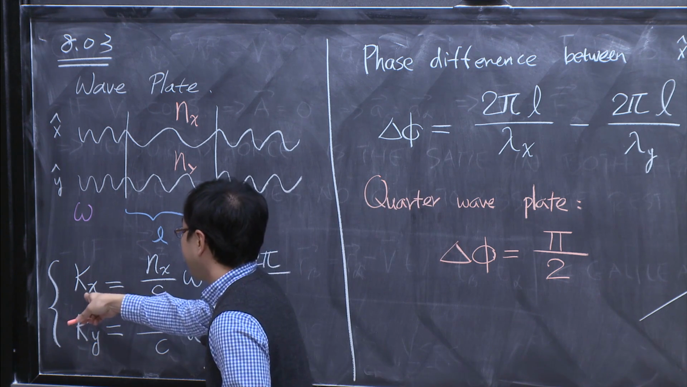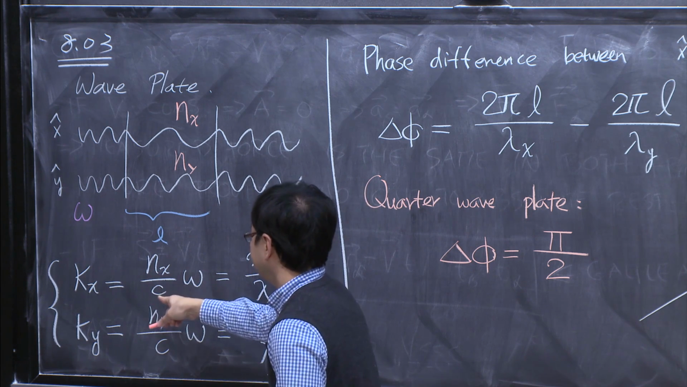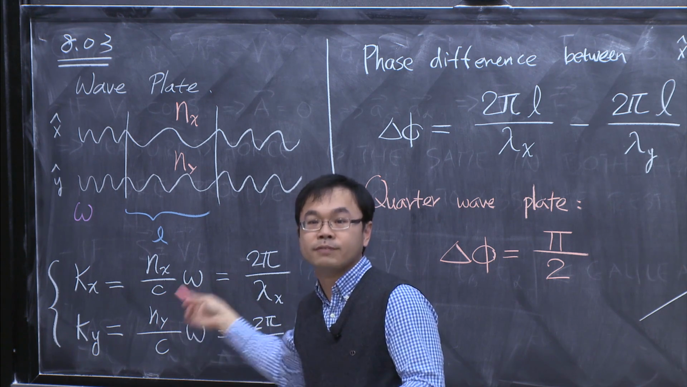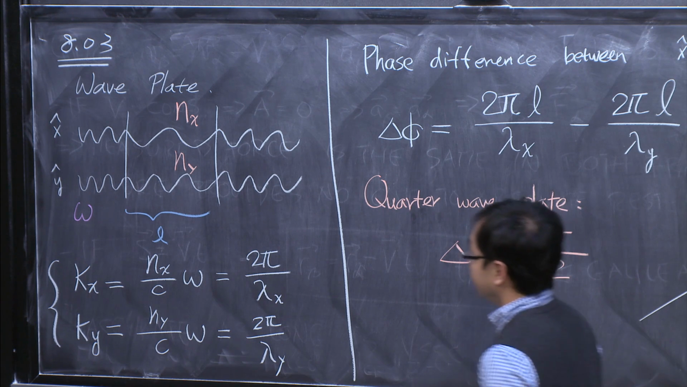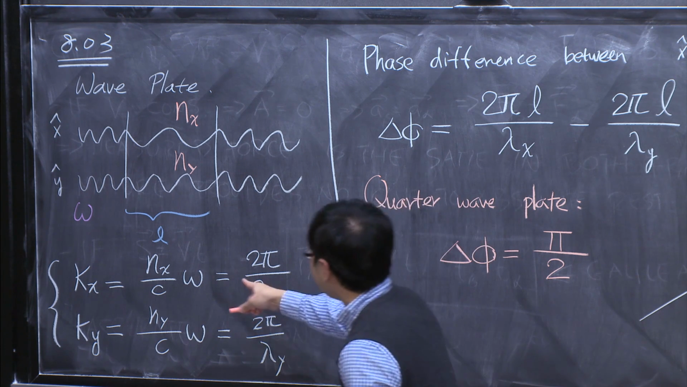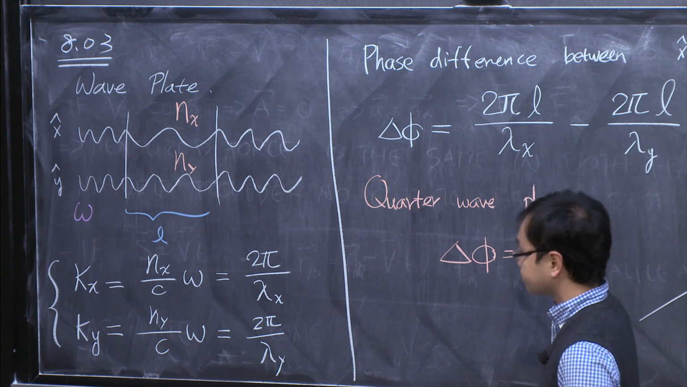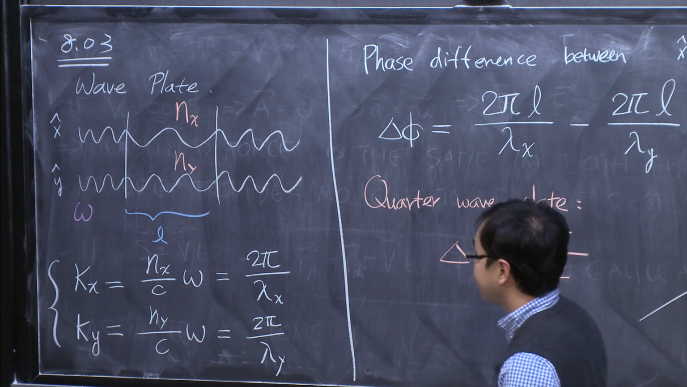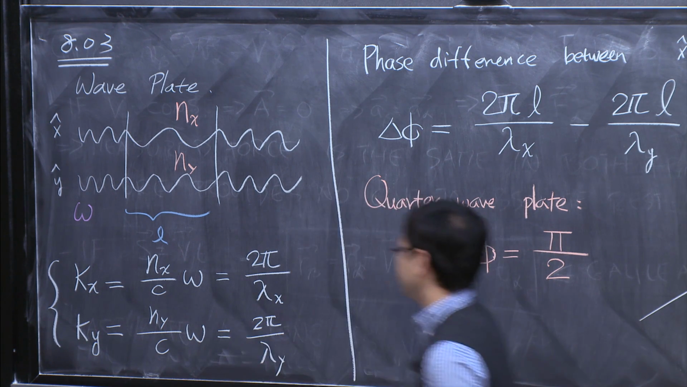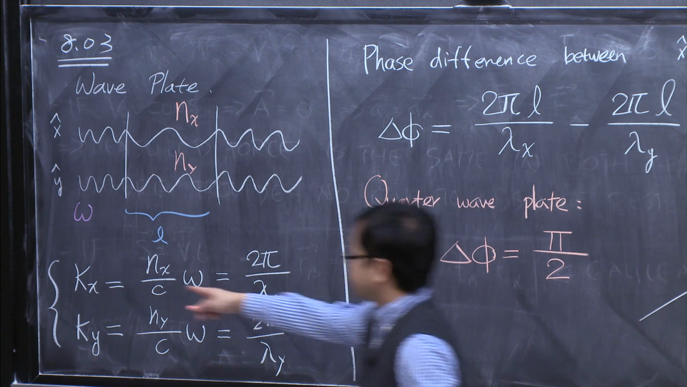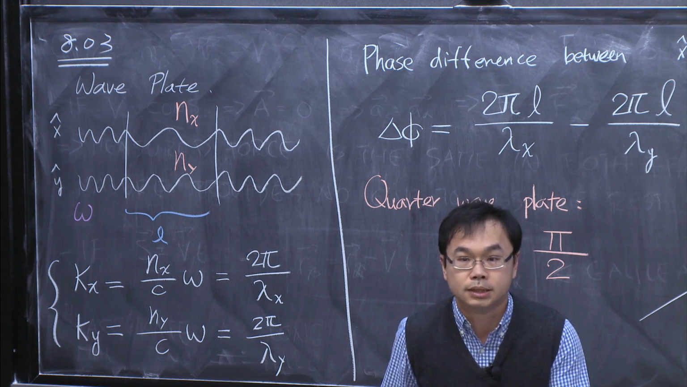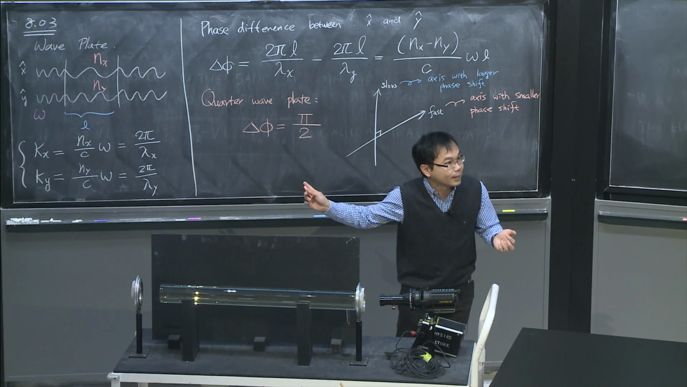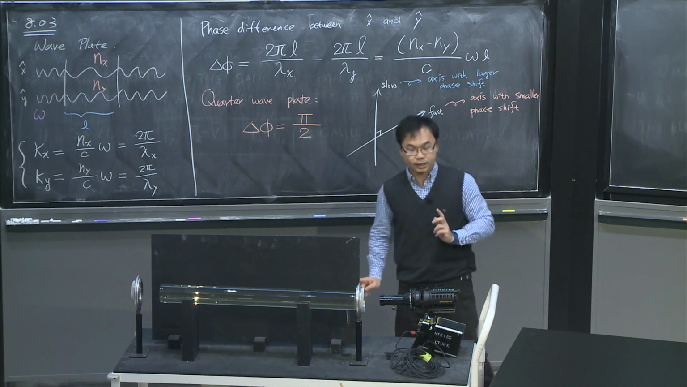So we can calculate kx, which will be equal to nx over c times omega, because this is just omega divided by v, which is the phase velocity in the medium for waves in the x direction, and that would be equal to 2 pi over lambda x. Similarly, ky can be written as ny divided by c times omega, which is 2 pi over lambda y. kx and ky are the wave numbers for the progressing harmonic waves inside the medium. One is in the x direction, the other is in the y direction.